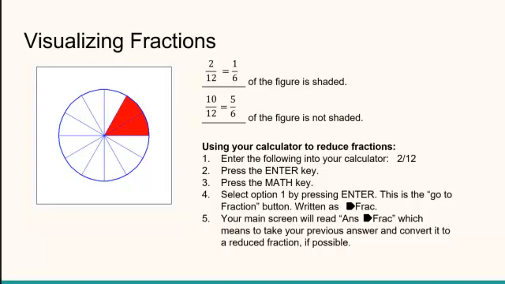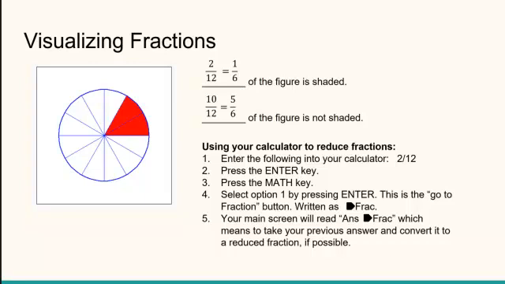So your first step would be to enter 2 over 12 into your calculator. Press the enter key, have it figure out what this is. Then we're going to have it change it to a reduced fraction. So you would hit the math key on your calculator. Next, you have a lot of options. So select option 1 because it's sitting right where you need it, by pressing enter. This is the go to fraction button. It's written as a little arrow and then a fraction, meaning go to fraction.